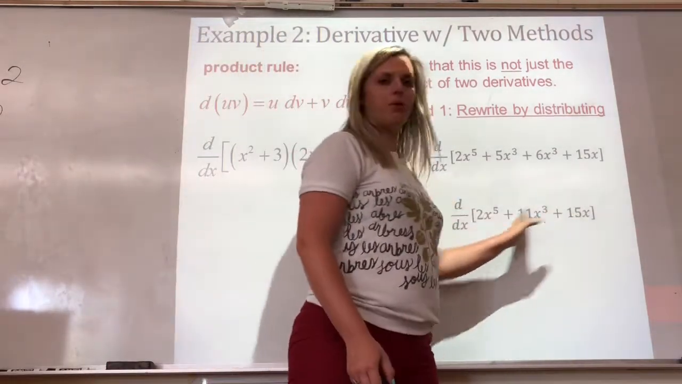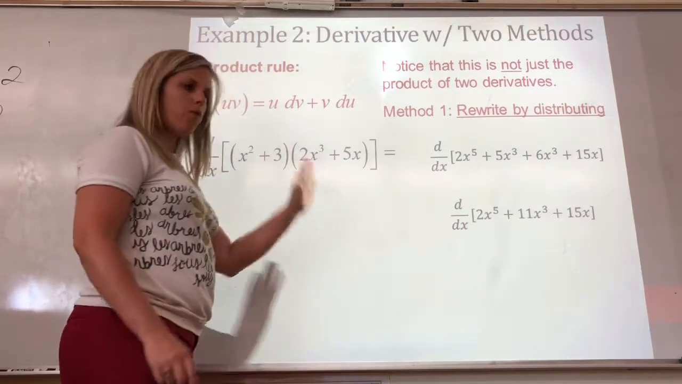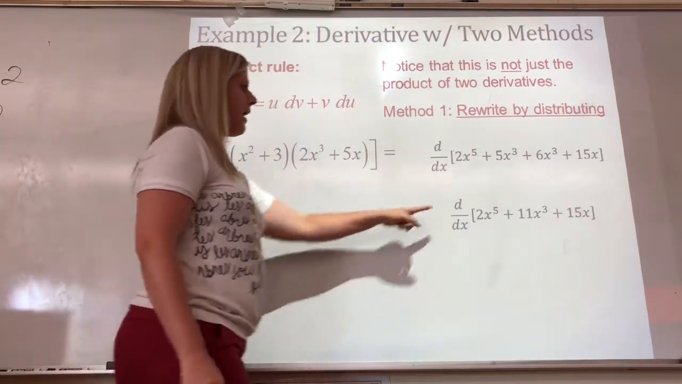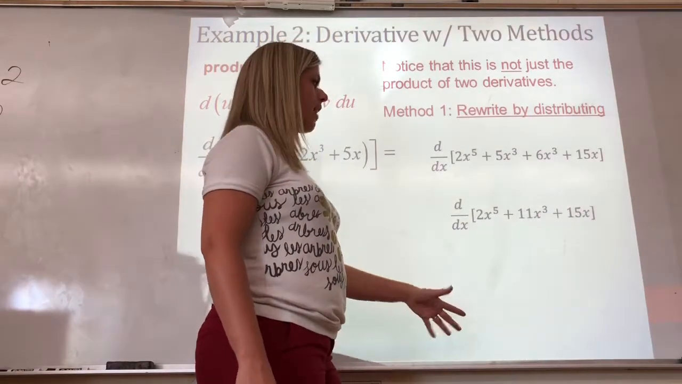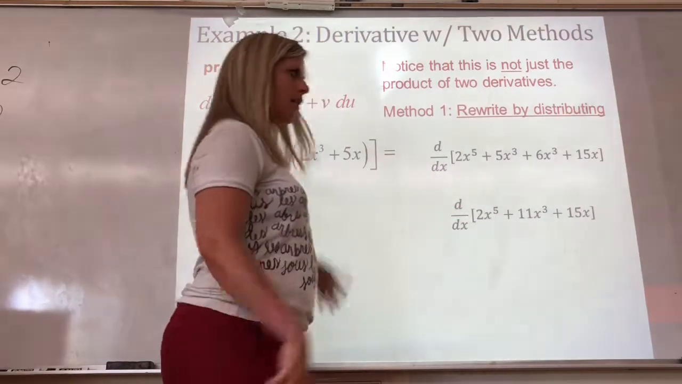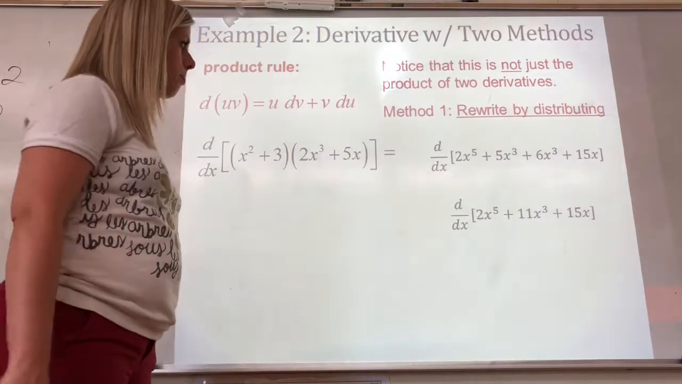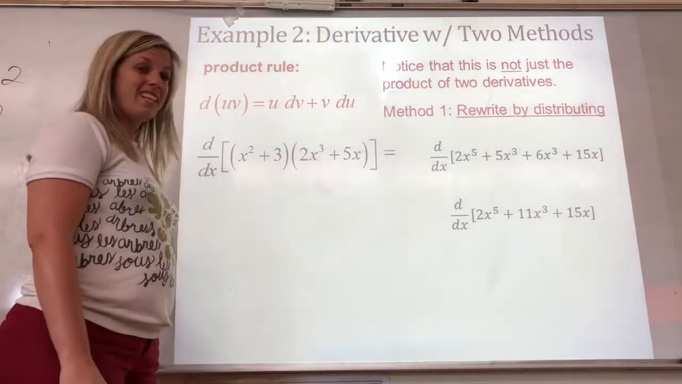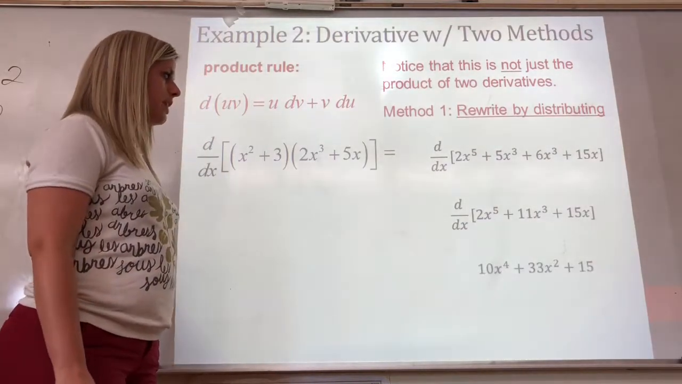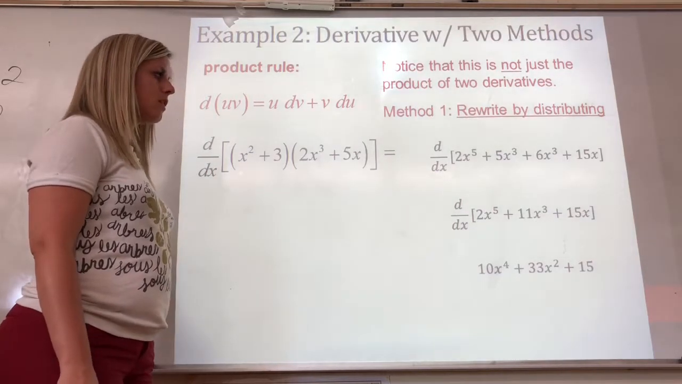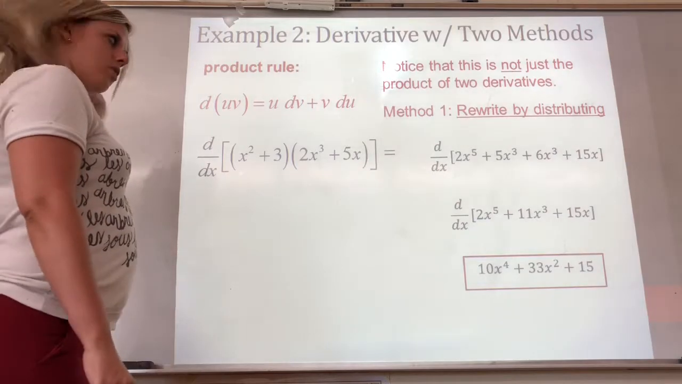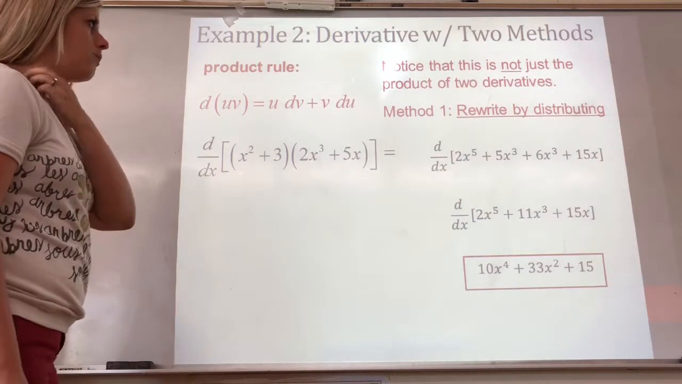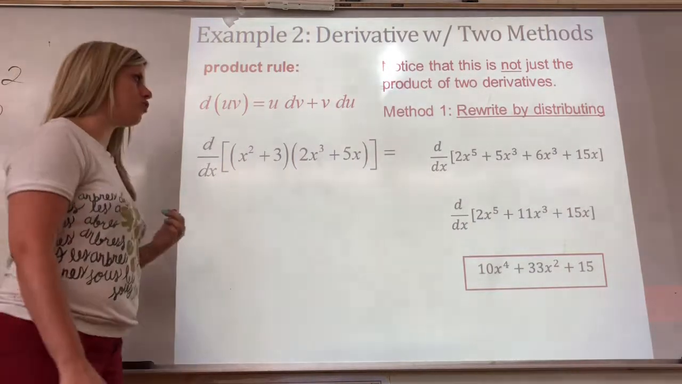Now I'm in fully rewritten, simplified, standard form. So now I can actually take the derivative. In my next step, I'm not going to write the d/dx because I will have taken the derivative. So go ahead, find the derivative, and then you'll be done. All right, and we're back. So this is 10x to the 4th plus 33x squared plus 15. All right, so that is our derivative using the rewriting method from distributing.